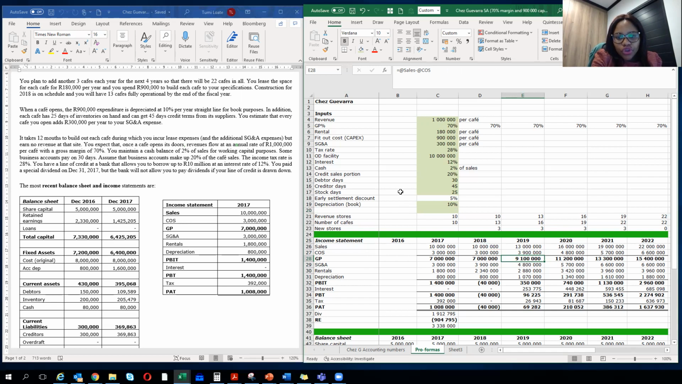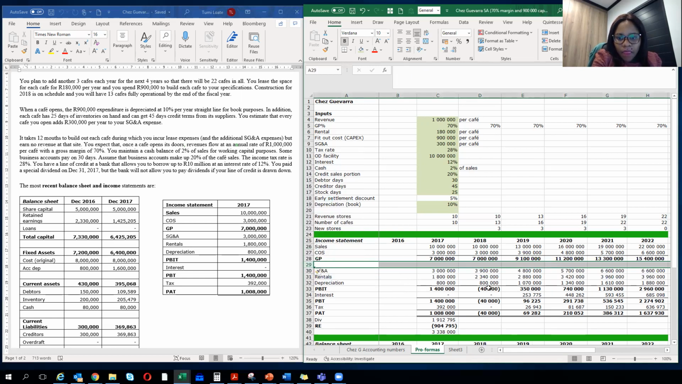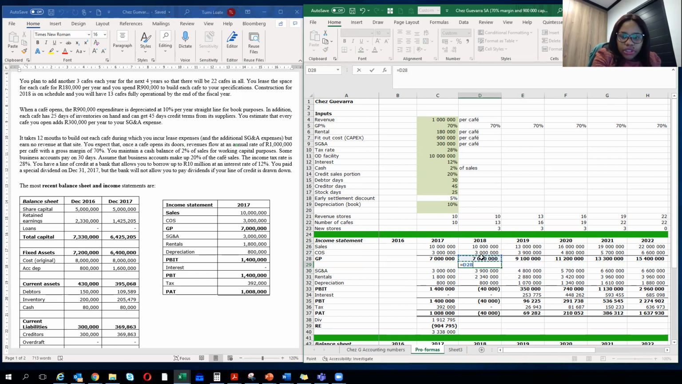So you'll notice, if I want to double check that I've calculated the gross profit margin correctly, all I'll do here from 2018 onwards is calculate the gross profit as a percentage of sales. And in each year, you'll notice that that should then be 70%.